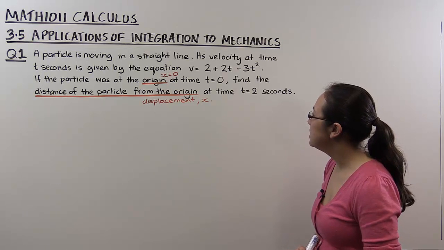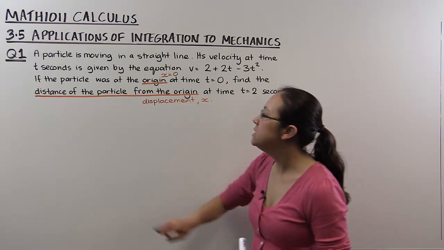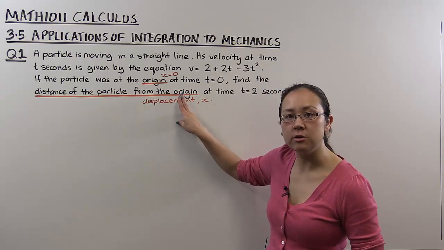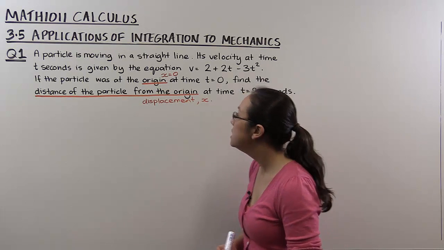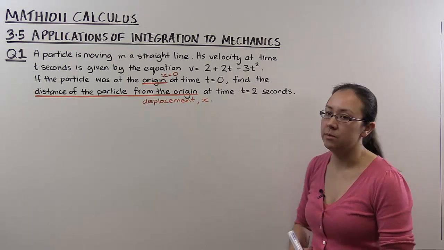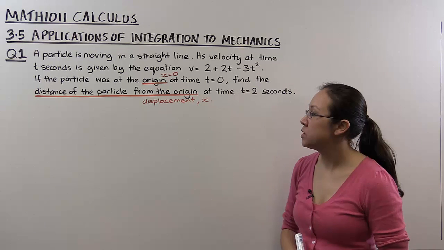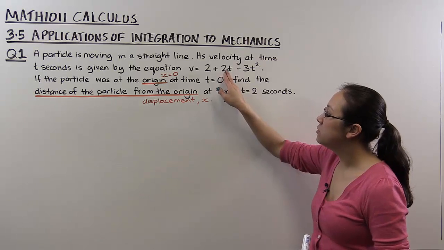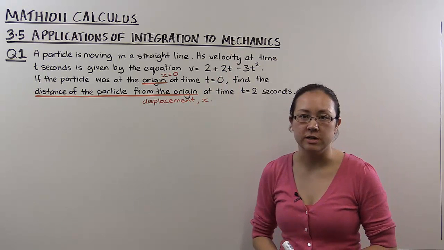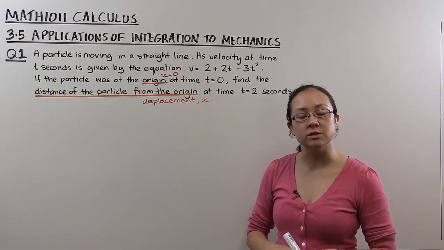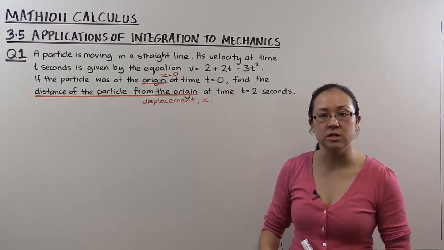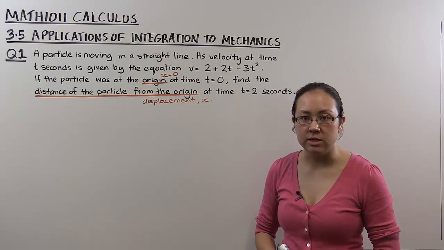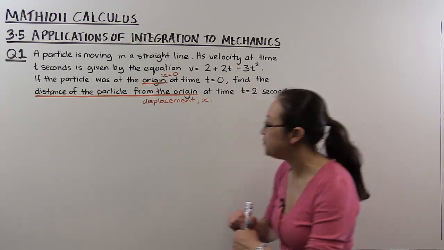And it's asking for us to find the distance of the particle from the origin. Well, the distance of the particle from the origin is simply the displacement. And we want that at time t equals 2 here. So the idea is that we're given velocity and we wish to find displacement. Now we know displacement differentiates to velocity, so that means if we have the velocity in terms of time, that will integrate to give displacement.